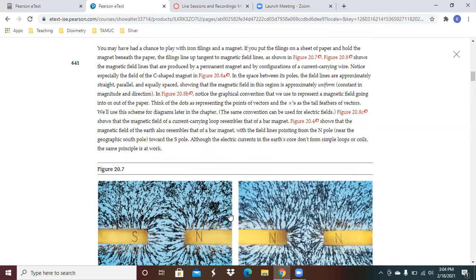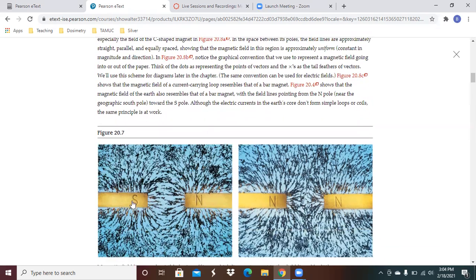So if you've ever played with filings on a sheet of paper and then held a magnet beneath them, then the filings are going to line up tangent to the magnetic field lines. And you can see those figures here, and they're produced by a permanent magnet and by configurations of current carrying wire. So you can see if you've got a north and a south pole, you can see how those magnetic lines line up here and connect.